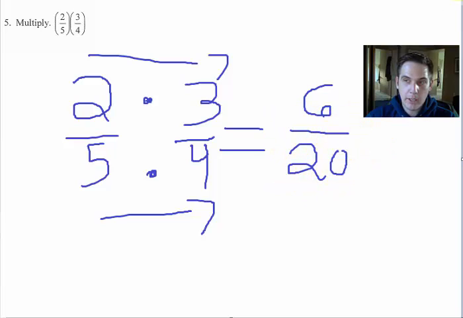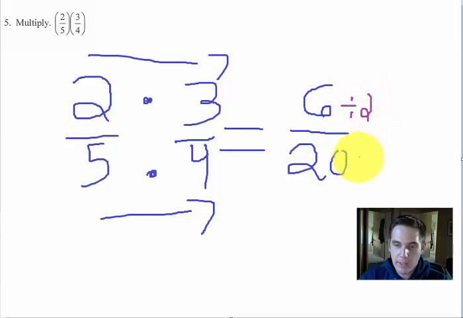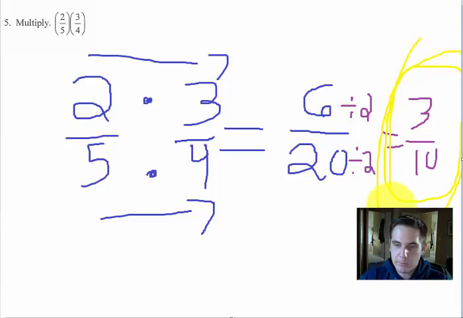Then you got to look for a greatest common denominator. Or sorry, greatest common factor. Greatest common factor of 6 and 20, the biggest one you're going to find is 2. So that's what we're going to divide them both by. Greatest common factor of 2. That will, 6 divided by 2 equals 3. 20 divided by 2 equals 10. And that is our final answer.